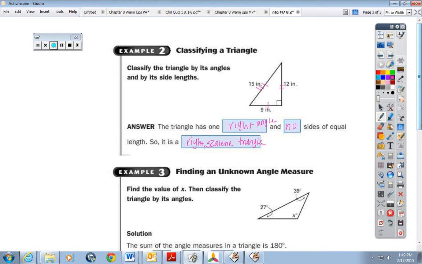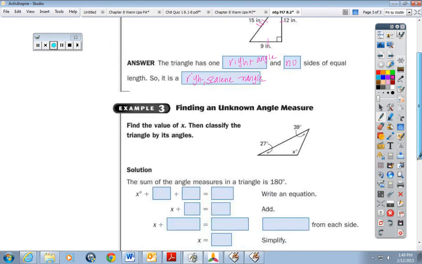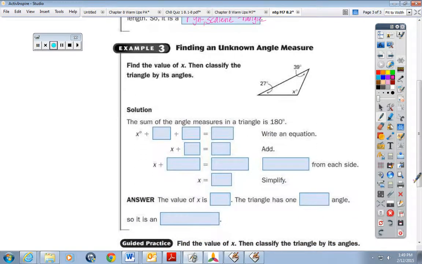So I used a little bit of algebra to find this, which you guys are going to know how to do. Basically, we have angle 1, which we're calling x, plus angle 2, which we're going to call 27 degrees, plus angle 3, which we're going to call 39 degrees. All 3 of them have to add up to be what? 180. So I'm going to add my like terms. What's 39 plus 27? It's 66.